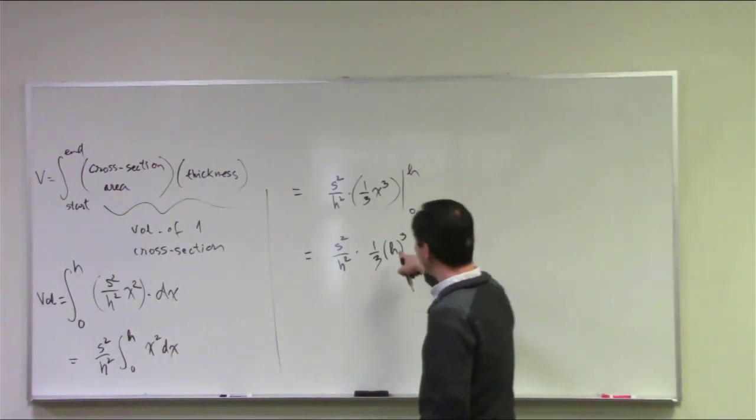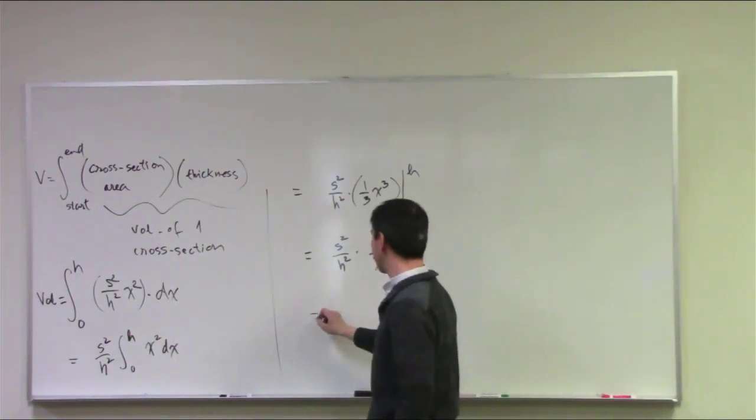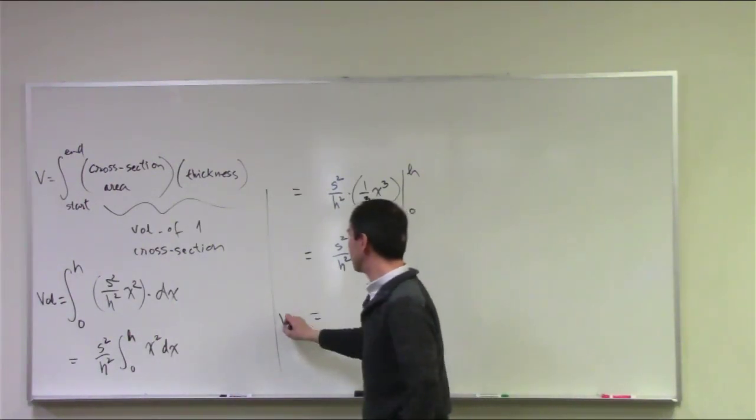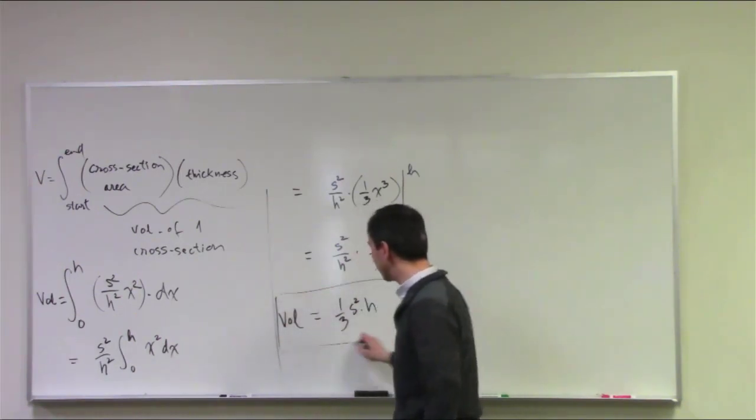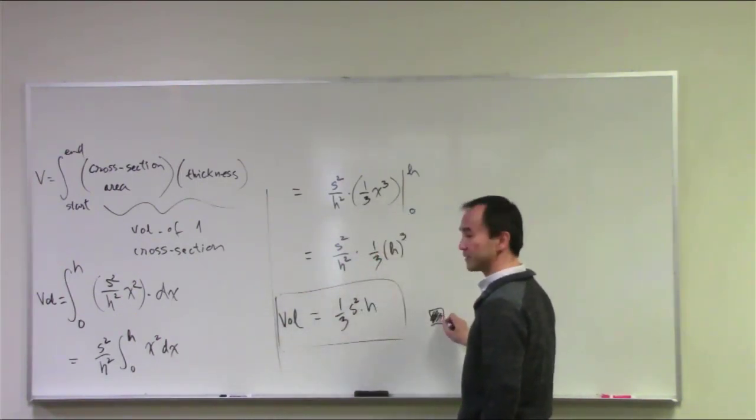Now the h cubed we cancel with that h squared here. Right? That's leaving behind h. So now we have got our volume equals 1/3 times s squared times h. Ladies and gentlemen, we have proven it. The volume of a square pyramid.